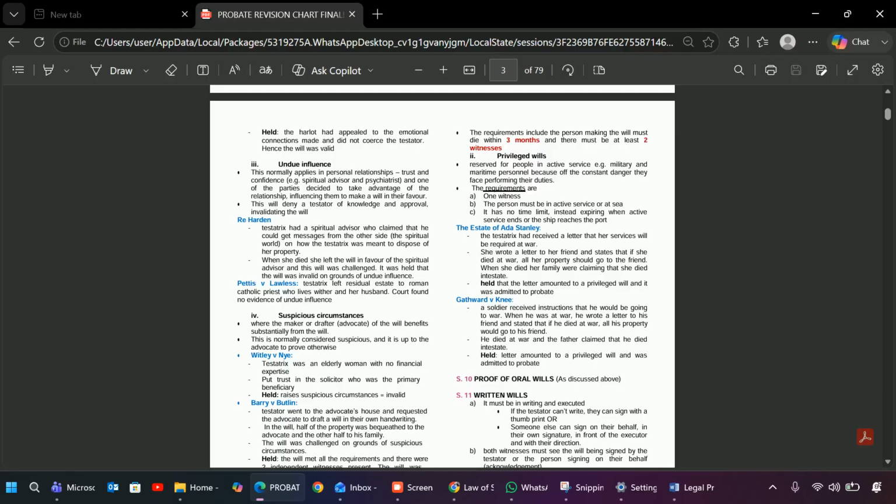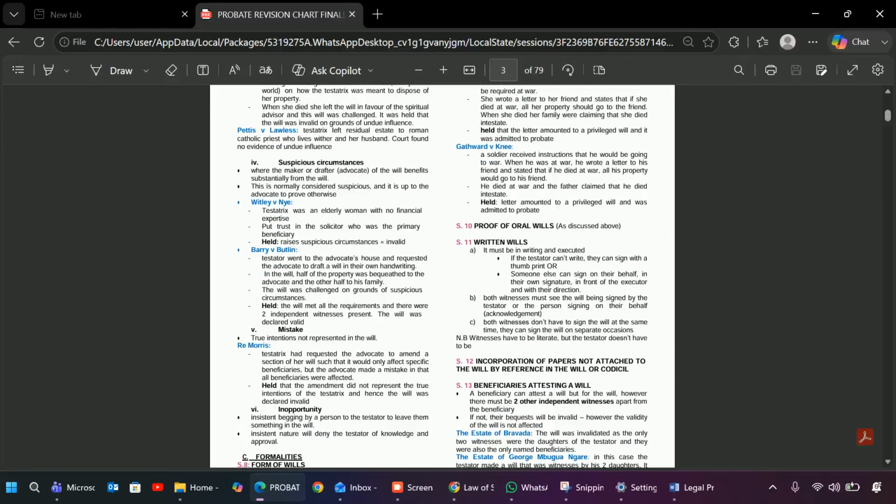We have Gattward versus Knee. A soldier received instructions that he would be going to war. When he was at war, he wrote a letter to his friend and stated that if he died at war, all his property would go to his friend. He died at war, and the father claimed that he died intestate. The letter amounted to a privileged will and was admitted to probate.